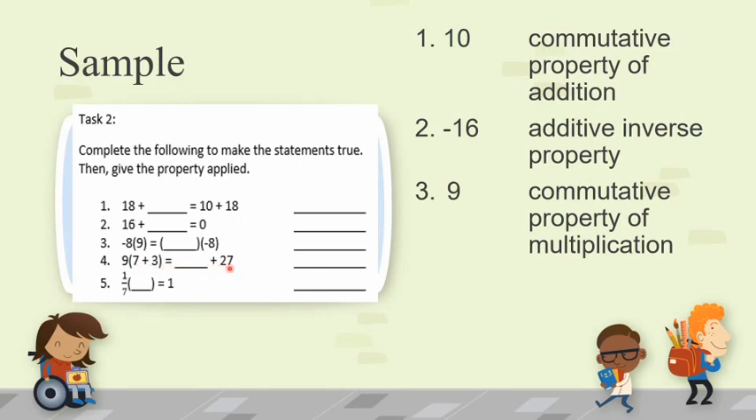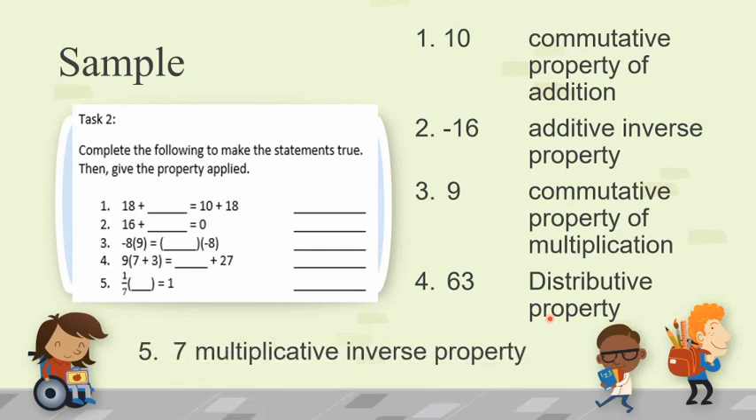Now for question number 4, we have 9 times the quantity of 7 plus 3 is equal to blank plus 27. So what do you notice? In the second part, we have 27 and 9 times 3 is equal to 27. So what should be written in this blank? So we have 9 times 7, which is equal to 63. Okay? And since 9 is distributed to 7 and 3, the property applied is distributive property of multiplication over addition.